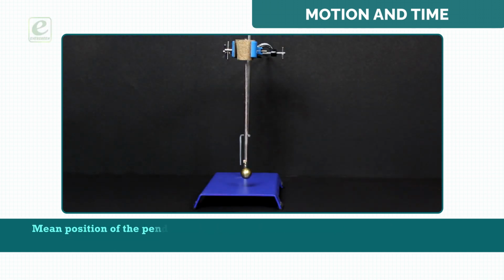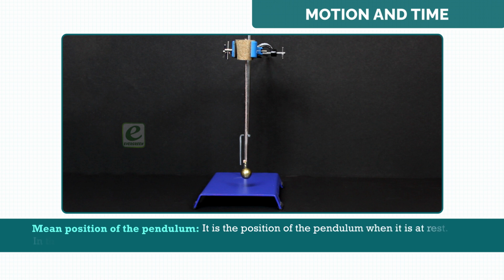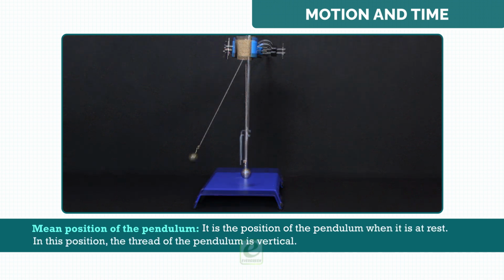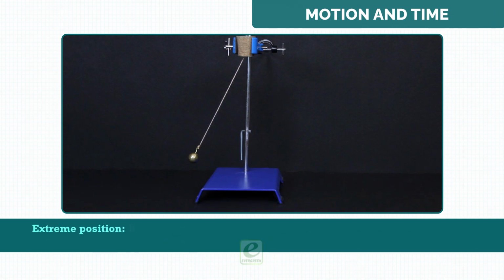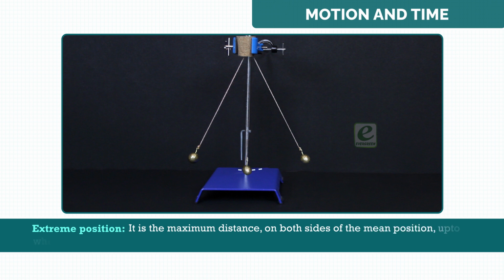Mean position of the pendulum. It is the position of the pendulum when it is at rest. In this position, the thread of the pendulum is vertical. Extreme position. It is the maximum distance on both sides of the mean position up to which the pendulum can oscillate.